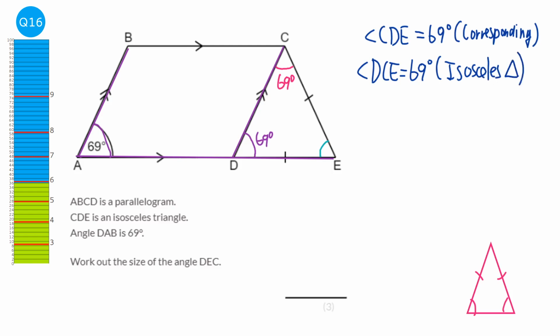And finally, we can work out what CED is by taking those away from 180. So angle CED, or actually I should keep it as it says in the question, DEC, is equal to 180, take away the 69 plus 69. And the reason for that is angles in a triangle equal 180 degrees.